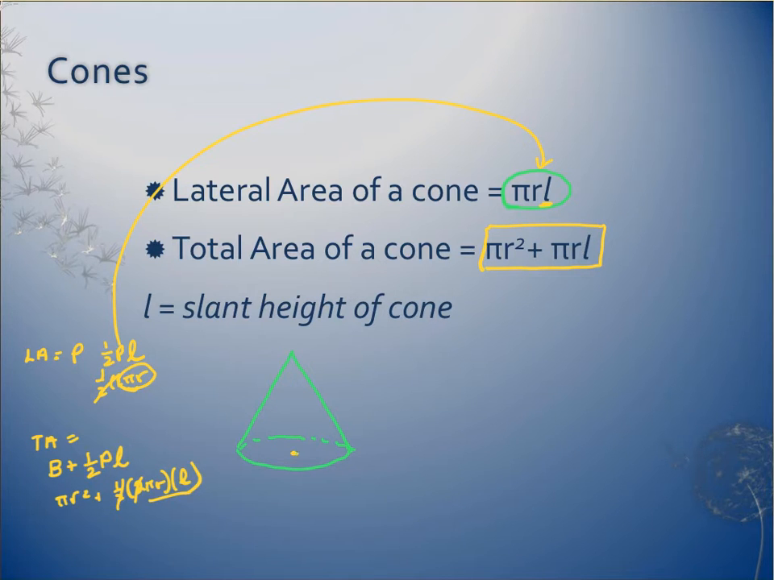So here is your radius, and here's the slant height. The difference between cylinders and cones is that sometimes you'll be given the height, and you've got to find the slant height. For those, you would do r squared plus h squared equals l squared, because that's a right triangle, and you can use the Pythagorean theorem.